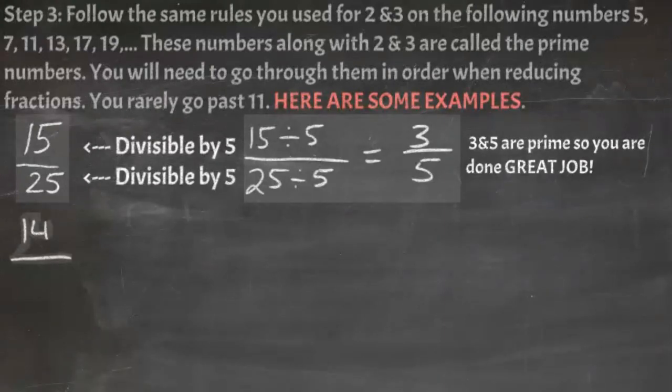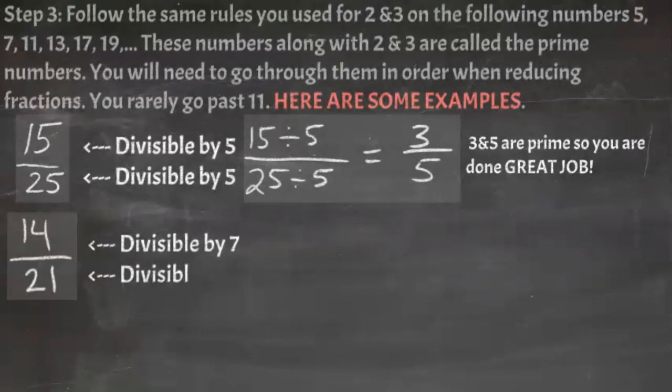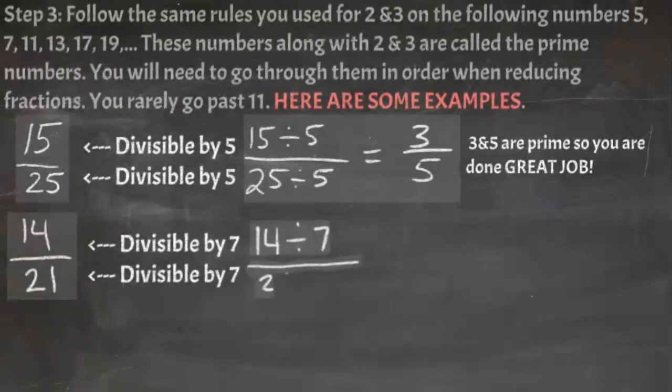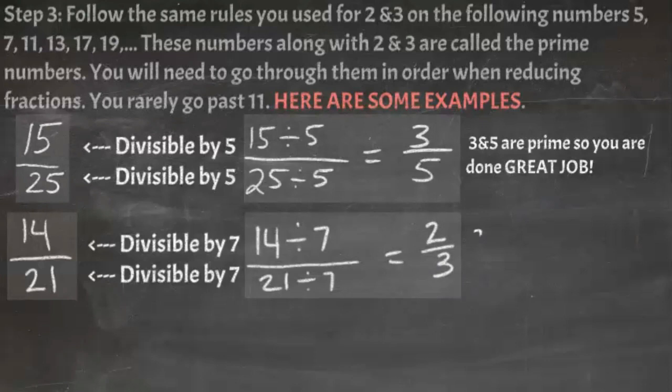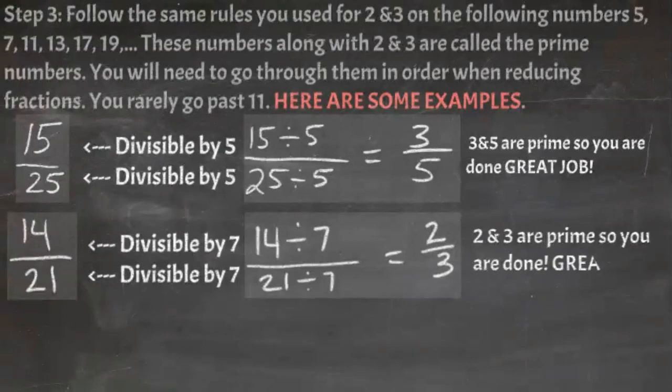Here's another example. 14 over 21. Again, 2, 3, and 5 don't work, so I use divisible by 7, divisible by 7. Rewrite it as 14 divided by 7 over 21 divided by 7, and I get 2/3. 2 and 3 are both prime. So again, you're done. Great job if you're understanding this.